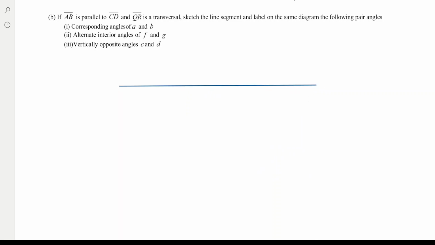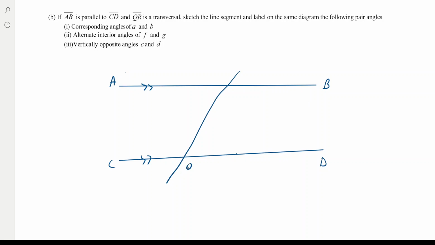So the first one is that one, and the second one, we have another line there. So basically, you make sure that actually they are parallel to each other. So this is AB and the other one is CD, and these two lines are parallel, and QR is transverse. Okay.